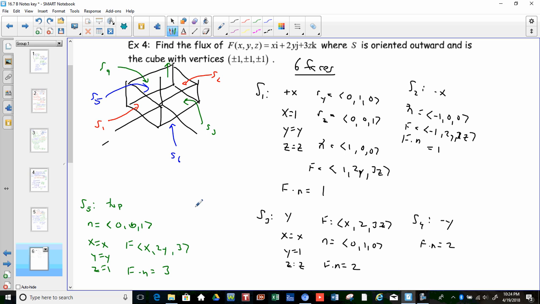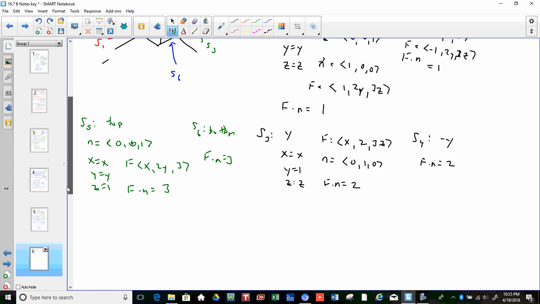Okay, and then once again, you should realize that S6, which is the bottom, is going to be exactly the same thing, because what you'll have is a normal vector 0, 0, negative 1, and this will be x, 2y, negative 3. So when you do f dot n, and I'm not writing it all out this time, you would still get 3.